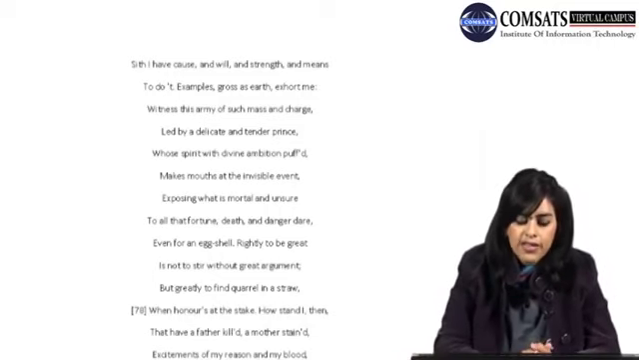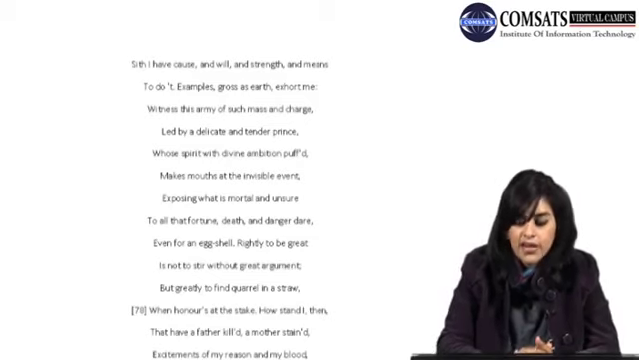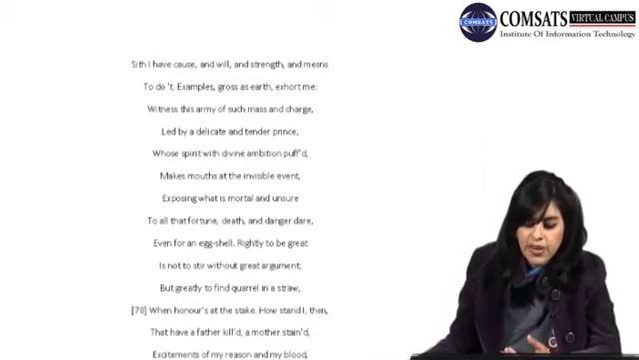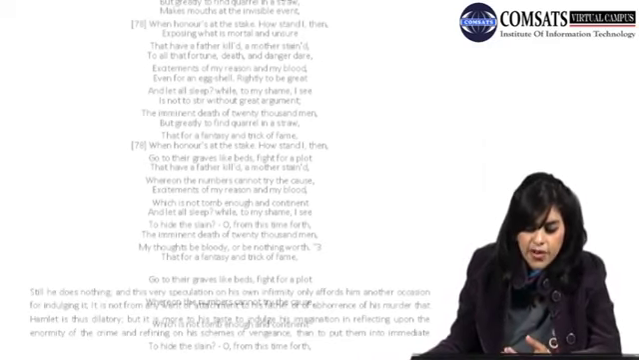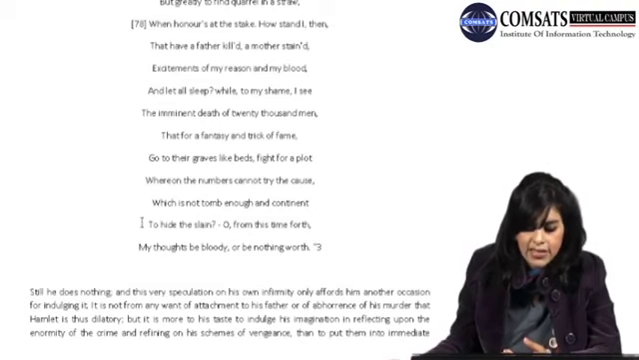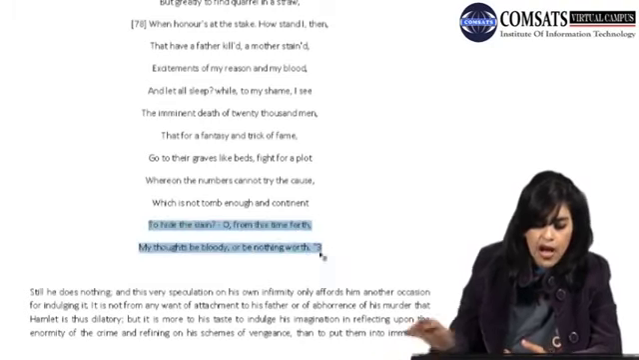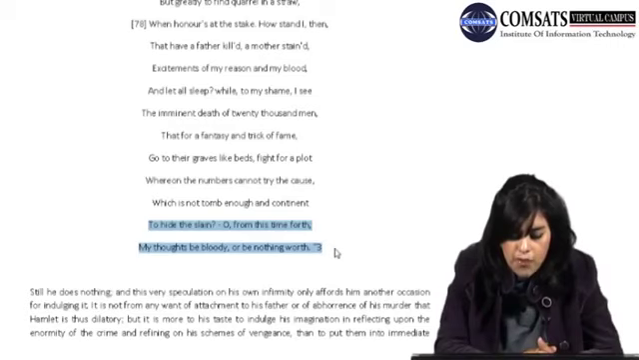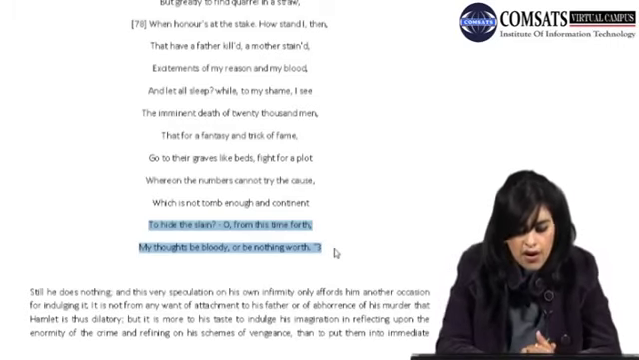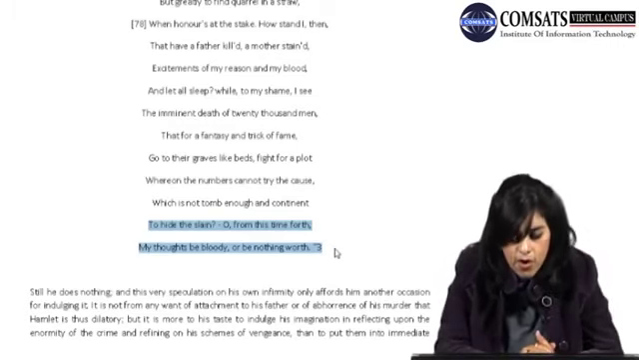Sith I have cause and will and strength and means to do it, examples gross as earth exhort me. The major portion is written in the Old English that cannot be understandable by the reader, but the writer has tried to explain that in the next paragraph, where the Hamlet soliloquy ends by saying, to hide the slain, oh from this time forth, my thoughts be bloody or nothing worth.